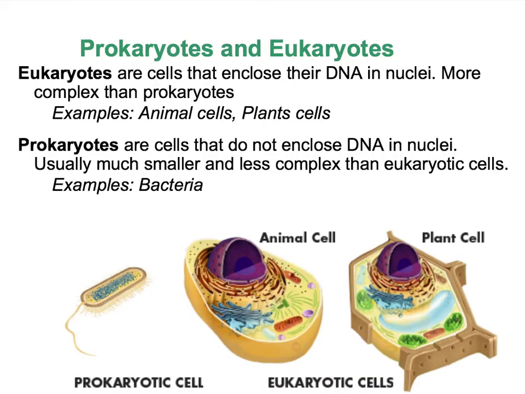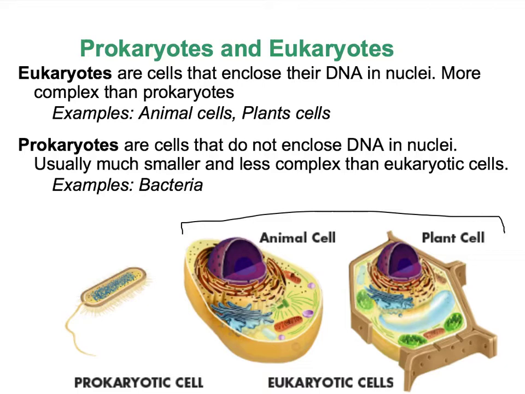A eukaryotic cell is a cell that encloses its DNA in a nucleus or nuclei. So these are often bigger, more complex cells than prokaryotes. If you look down at the bottom, the plant cell and the animal cell are examples of eukaryotes. You can also think of this as you are made of eukaryotes. That's the way that I try to remember it.